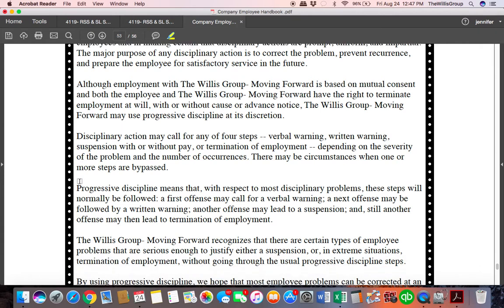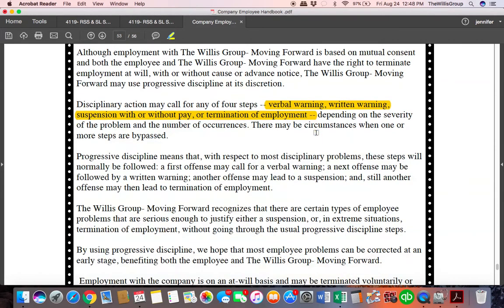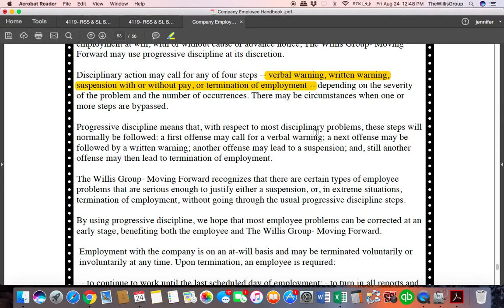And we also have different methods of how we do that. So disciplinary action may call for 4 steps, and that might be a verbal warning, a written warning, suspension with or without pay, or termination of employment. And of course, these depend on the severity of the problem and the number of occurrences. There may be circumstances when one or more steps are bypassed, again, based on the severity and the number of occurrences that this has happened.